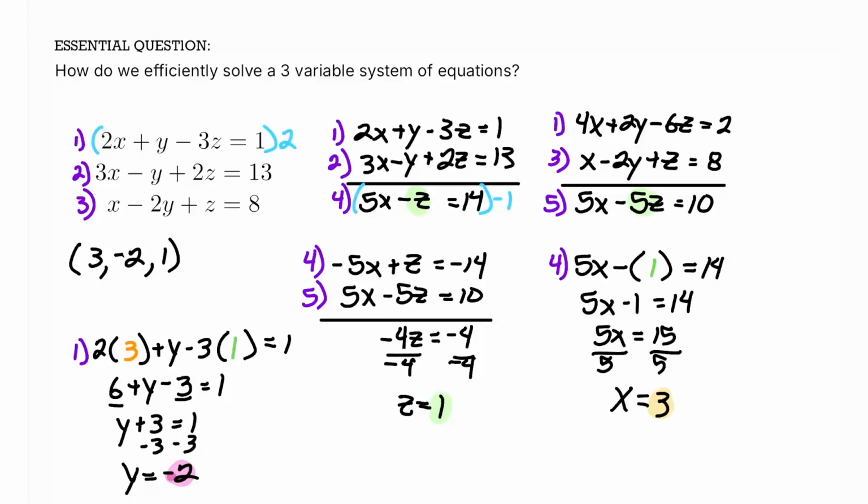So that checks out. 3 times 3 is 9. Minus negative 2 is 9 plus 2 is 11. Plus 2 gives you 13. And then 3 minus 2 times negative 2, so that's 3 plus 4 is 7, plus 1 is 8. So all those check out, and we have our solution.